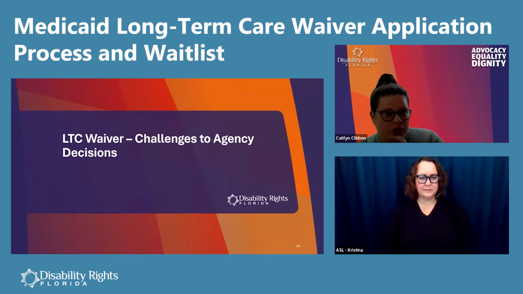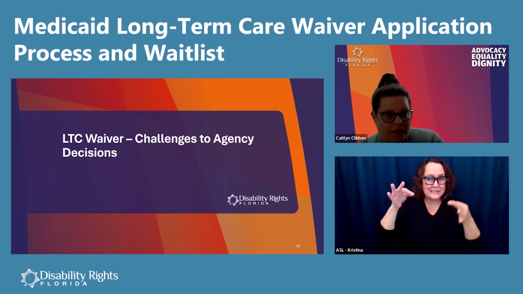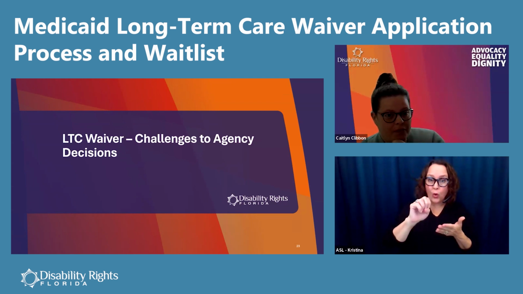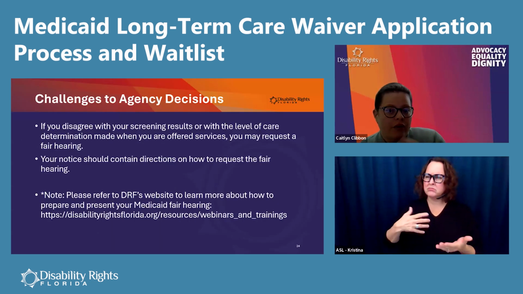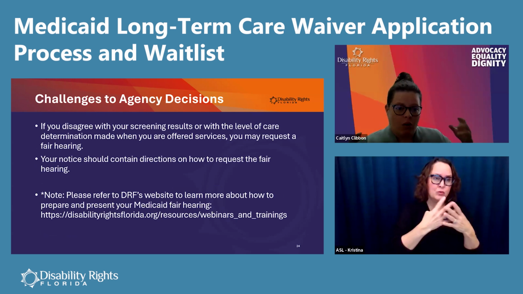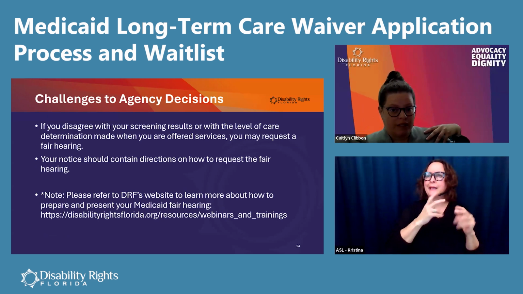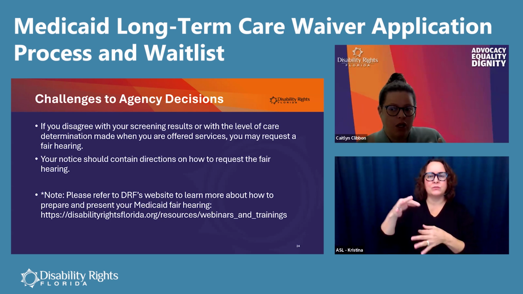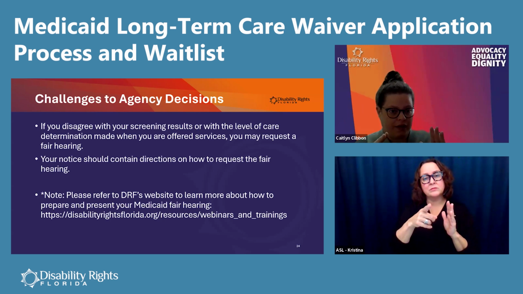So what happens if you don't like the decision that was made? We might be talking about the decision as far as which priority score you were placed in, or the decision to completely deny you services at all. If you disagree with those screening results, or if they're saying you don't require a nursing level of care and you disagree with that, you can request a fair hearing. Any notice you receive where an agency has made a decision should contain information on how to request a fair hearing.